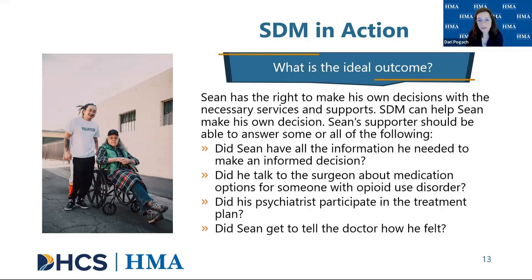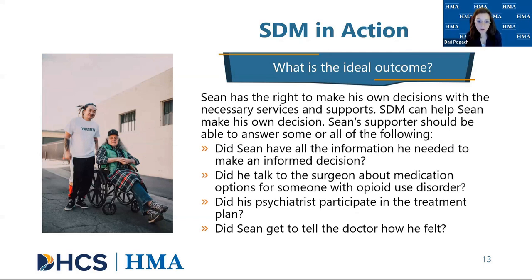So I want to stress that. What's the ideal outcome? I don't have an answer for the specifics of what will happen. The question is, will Sean have the surgery or not? Under a supported decision-making framework, whether or not Sean has the surgery is not relevant to the ideal outcome. The ideal outcome would be that Sean makes his own decision with all the information that he needs, and that he feels that his voice has been heard, and that he's had the right to self-determination to decide what the next step should be.